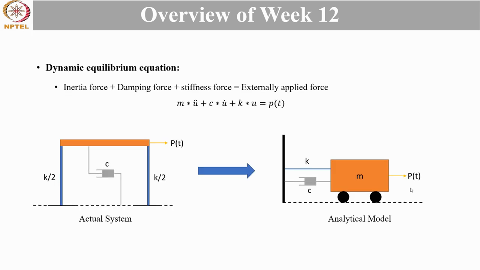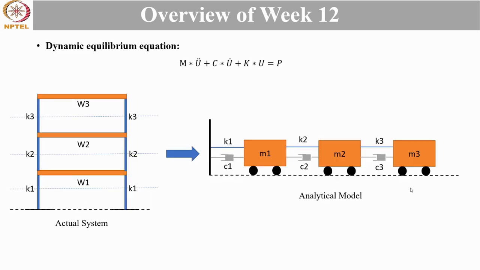So just to brush up the basics of this course, the dynamic equilibrium equation is given as inertia force plus damping force plus stiffness force is equal to externally applied force. Assuming that the frame is rigid and deflection can happen only in horizontal direction and the mass of the supporting column is negligible, the actual frame structure can be transformed into an analytical model as shown in the figure. Now, this is something we have been reading since week 1 of this course.